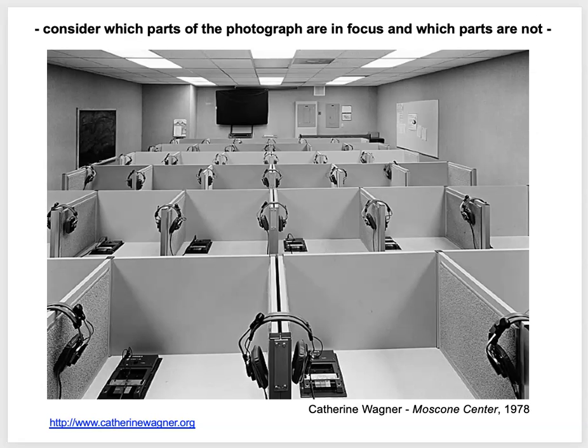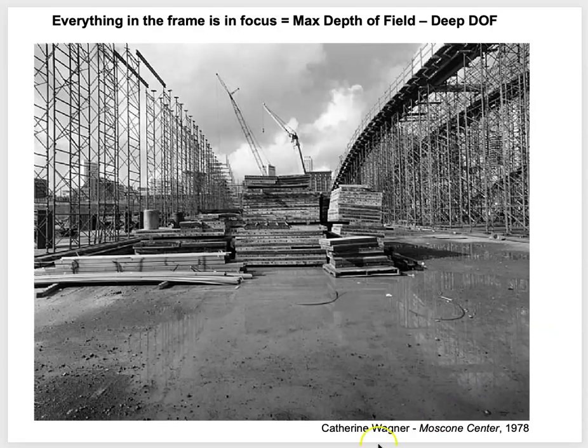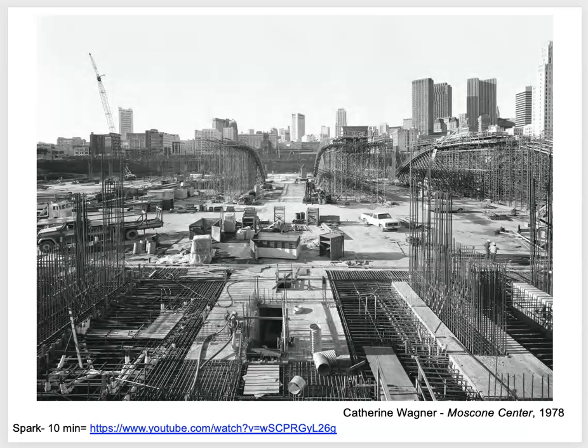Katherine Wegner, this project that she's been working on for a long time around the Moscone Center, this was in the 70s. She did a lot of stuff with maximum depth of field, so everything from the foreground to buildings in the background was very sharp. So she's using a small f-stop, maybe like f16, or a small opening, a bigger number. I have to be very careful. So like f16 or f22 to create these really luscious images of the construction of the Moscone Center. And this is a Spark interview of her if you'd like to learn more about her. She's a Bay Area photographer.